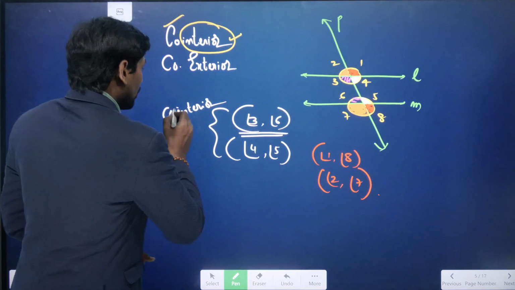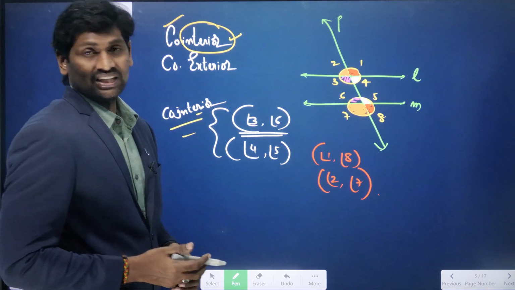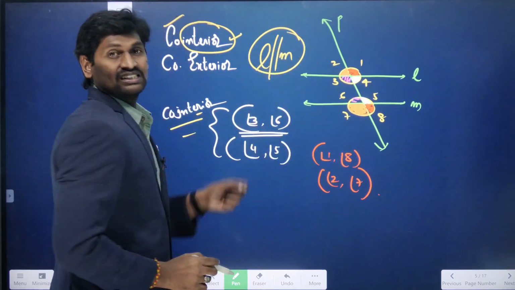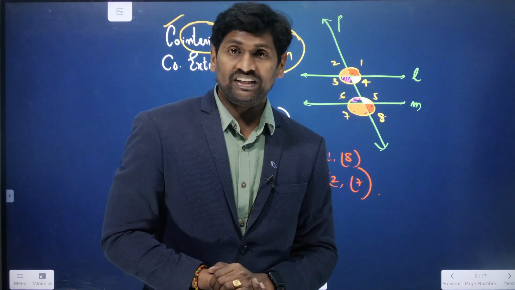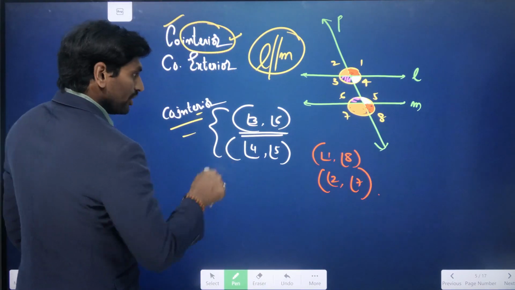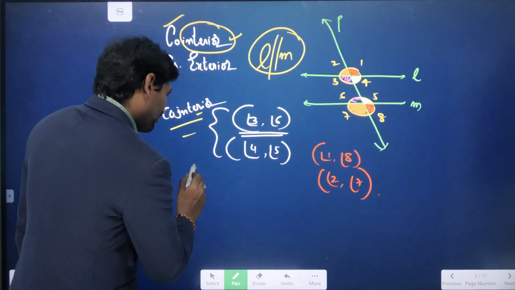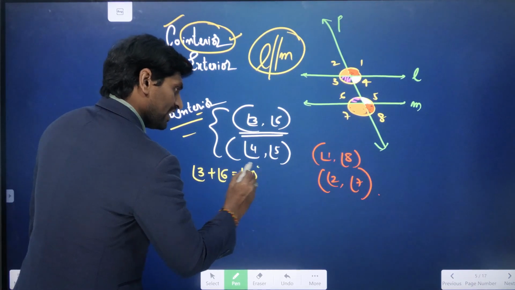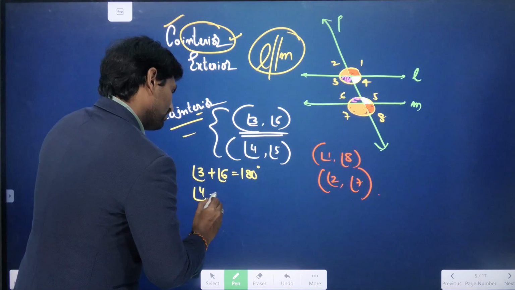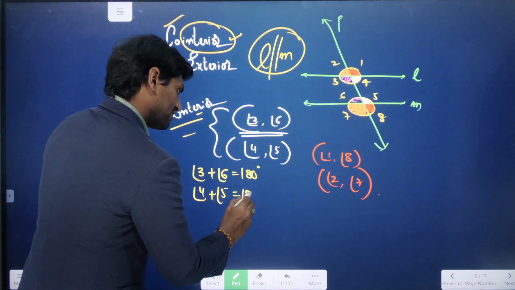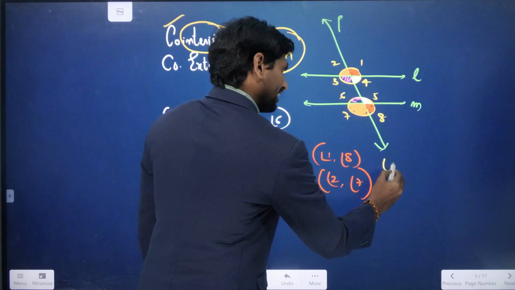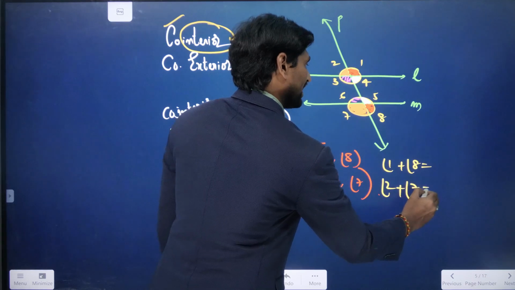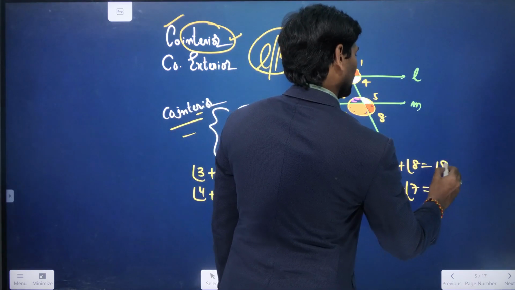But co-interior and co-exterior, if L and M are parallel lines here, the sum of the angles is 180 degrees actually. Only for co-interior and co-exterior angles, the sum of angles is 180 degrees. That means angle 3 plus angle 6 is 180 degrees. Similarly, angle 4 plus angle 5 is 180 degrees. Here, angle 1 plus angle 8 is 180 degrees and angle 2 plus angle 7 equals 180.